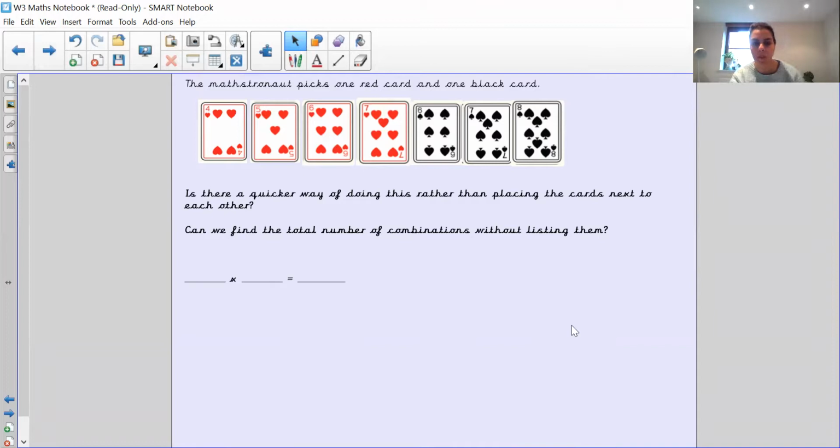Now, I discussed this with some of you this morning on the live session. We can use multiplication to help us. All you have to do is we need to see how many of these cards do we have, which is 4.